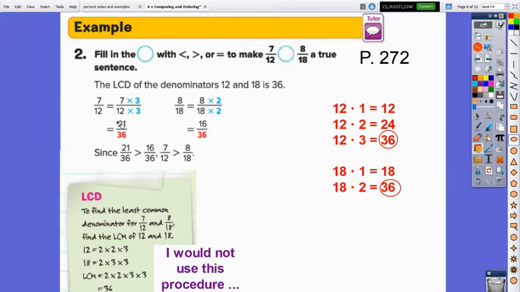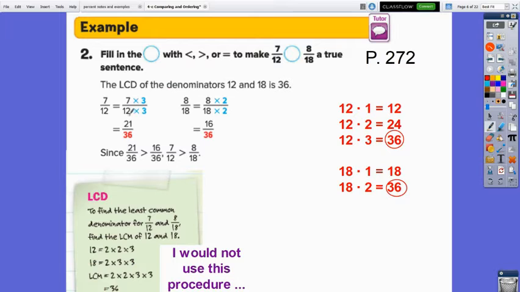What do I do to 12ths to get 36? I multiply by 3. Okay, so 7/12 is the same as, you see they do that over here, 21/36. Okay, these are equivalent fractions. And 8/18, well, to get to 36 from 18, I have to multiply by 2. So I do that on the top and the bottom, and I get 16/36. Okay, so these are also equivalent, 16/36 and 8/18.